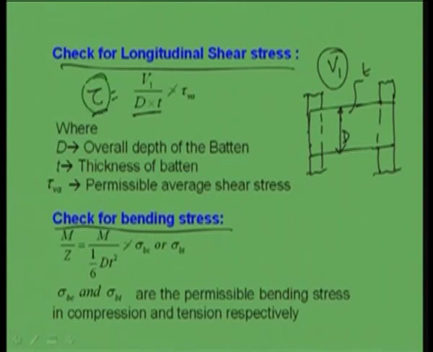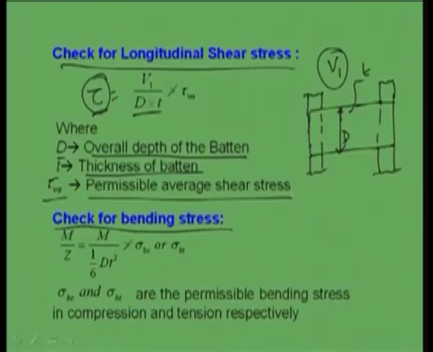So longitudinal shear stress tau will become V1 by D into T, where D is the overall depth of the batten and T is the thickness of the batten, right? And this should not be greater than tau Va. Tau Va is the permissible average shear stress, which is given in the code, right? In case of power driven shop rivet, we consider the permissible shear stress tau Va as 100 MPa, right? And similarly, we will check for bending stress.